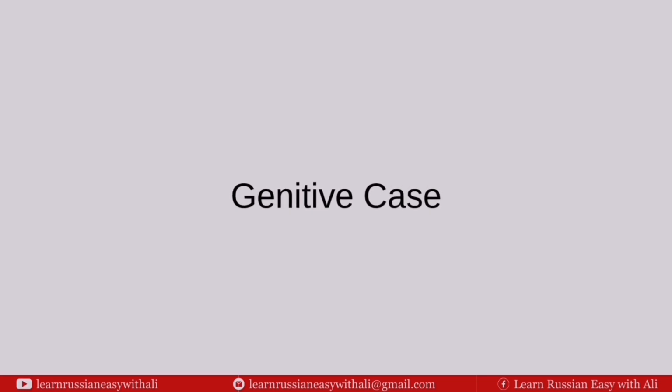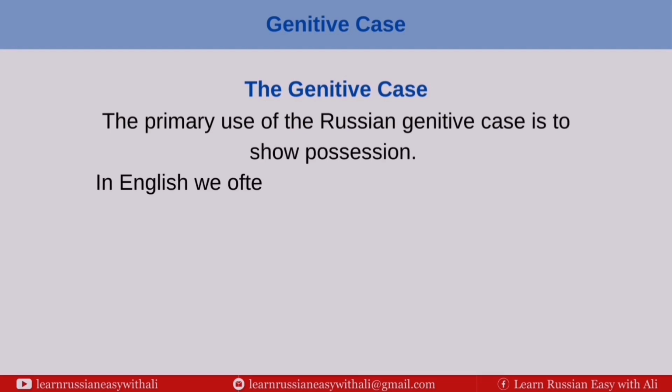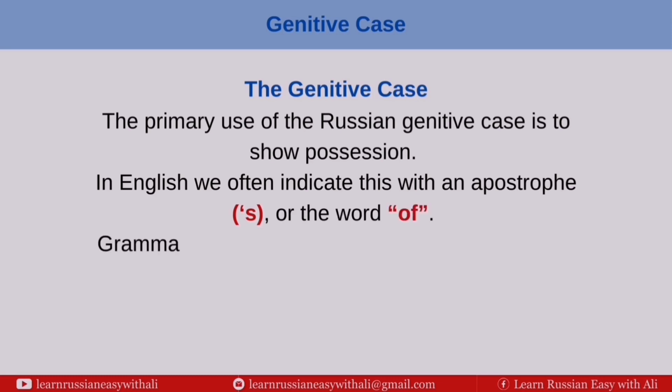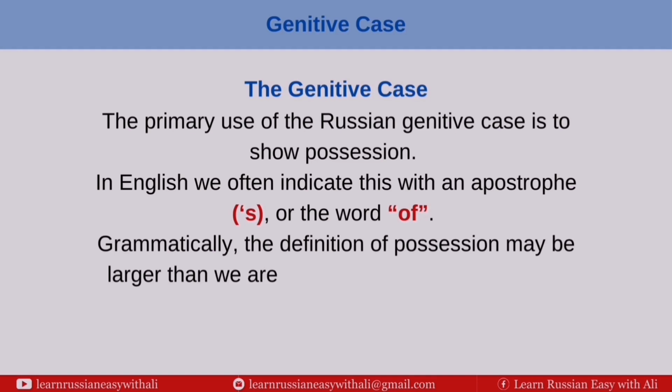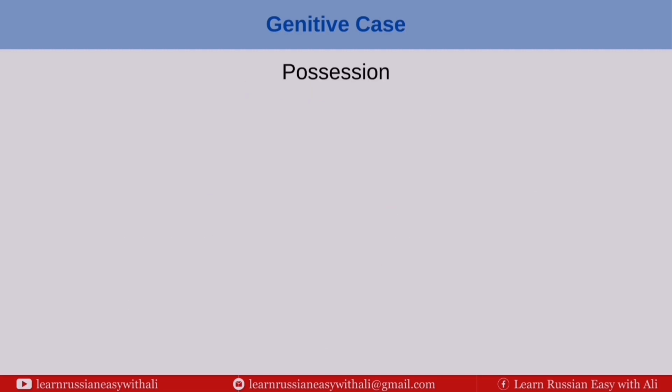Genitive case. The primary use of the Russian genitive case is to show possession. In English, we often indicate this with an apostrophe s or the word of. Grammatically, the definition of possession may be larger than we are used to thinking of in English. In Russian, the possessor always follows the object it possesses. Possession.